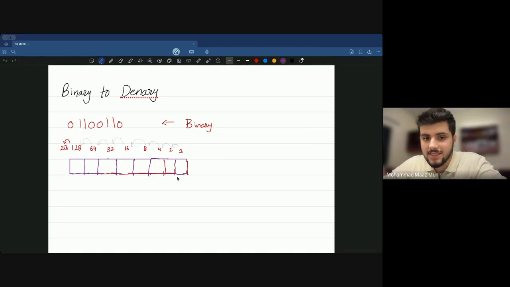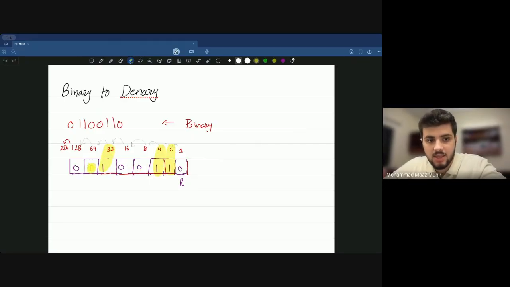Remember, I said that you've got to start from the most right-hand side and then move towards the left. So this 0 comes up here, followed by 1, then 0, then 0, then 1, then 1, and then 0. And now to convert this binary into denary, we just need to see the values where we have a 1 beneath it. So we have a 1 up here, then this, then no one, no one, then a one up here, then a one up here.